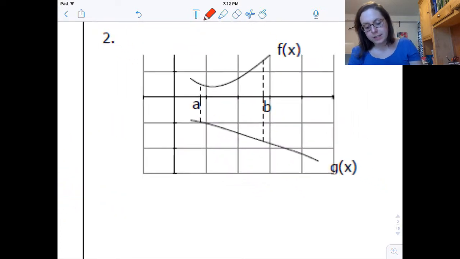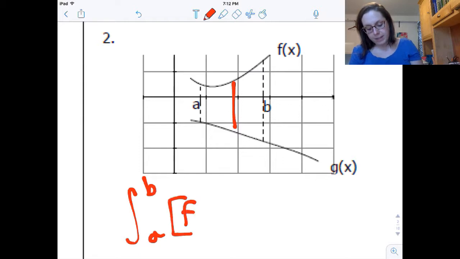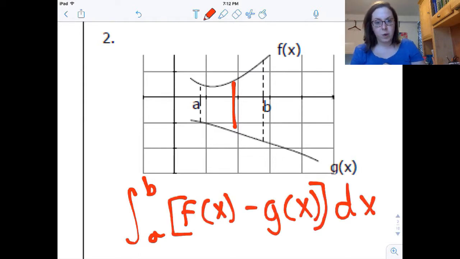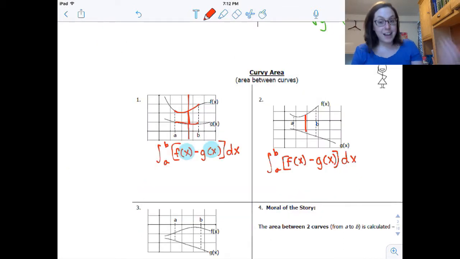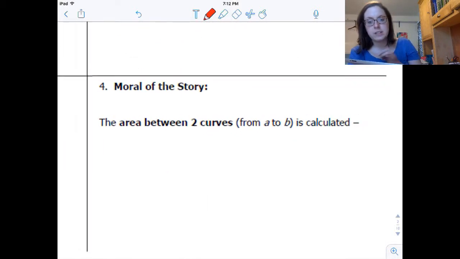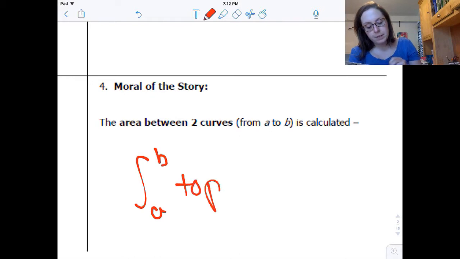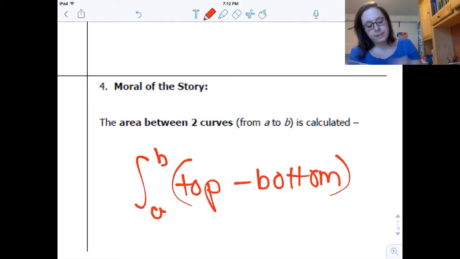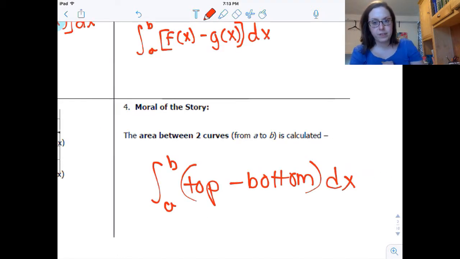Same thing here. My slice goes from f to g, right, from a to b, my top function minus my bottom function with respect to x. Okay? It's not going to change as long as we're in the same scenario here. So moral of the story, the area between curves from a to b is the integral from a to b of the top minus the bottom dx, right, when we're talking about it going this way.